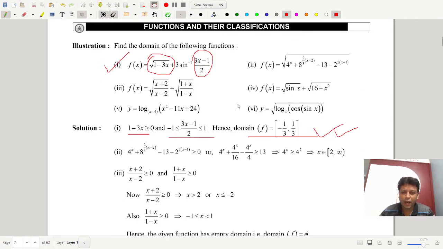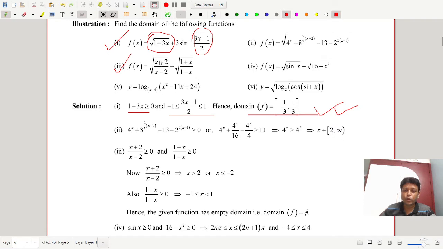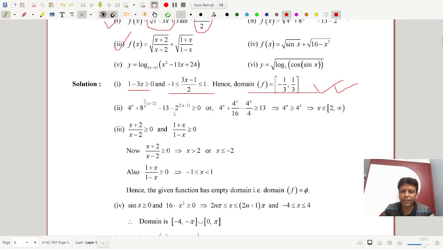Okay, let me go to the root problems. Yeah, this one, number 3. Mainly, look at that. You have a square root, sum of two square roots actually. So first of all, in the first line, you have to write like this: (x plus 2) over (x minus 2) greater than or equal to 0, and (1 plus x) by (1 minus x) greater than or equal to 0. Am I clear? Is the first step clear, everybody?